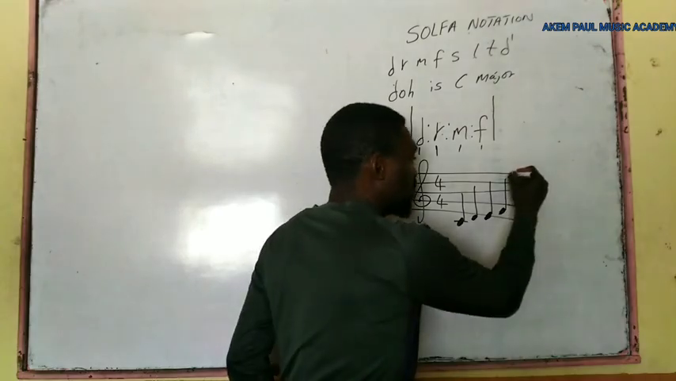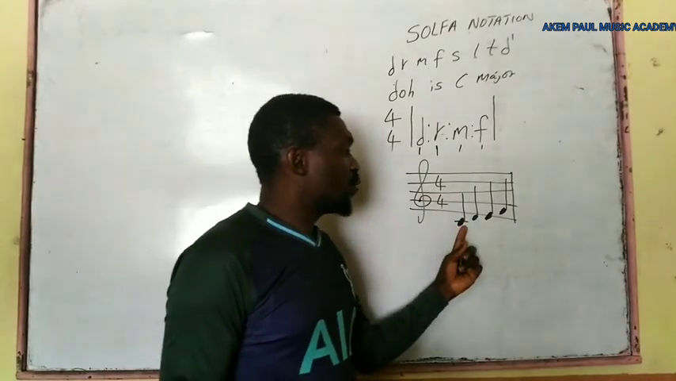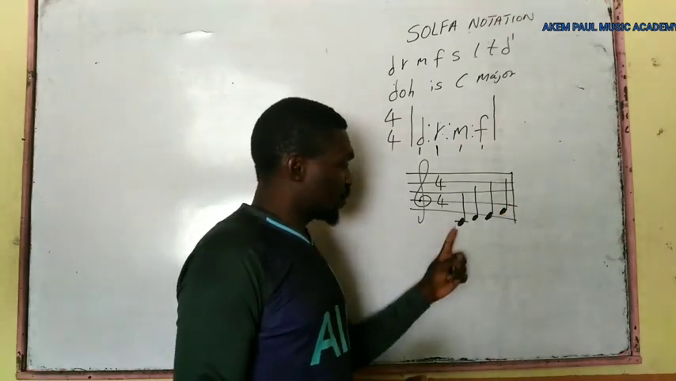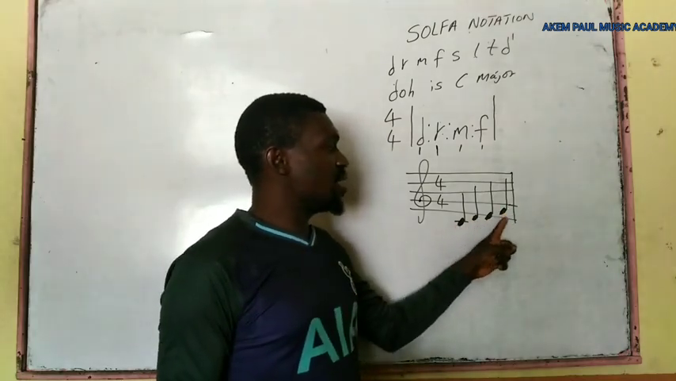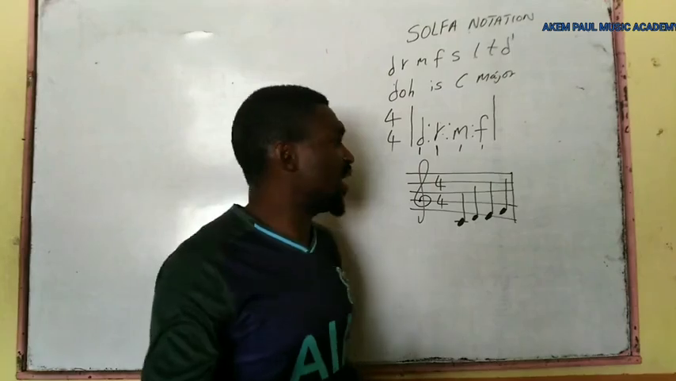And then we close it. Now this is 1, 2, 3, 4. Do, re, mi, fa. Guys, I'll simply understand this. Let's move to the next one.